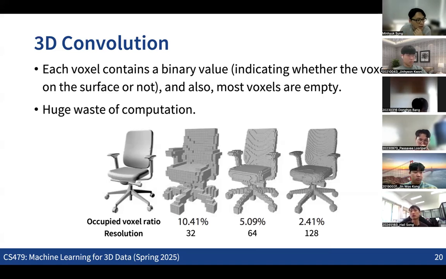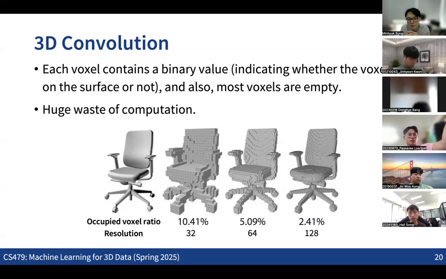As you can see, for this chair, as we increase the resolution from 32 by 32 by 32 to 128 cubed, the number of voxels where the surface is passing becomes less than 3%. So here the question is how resolution is defined for voxels.